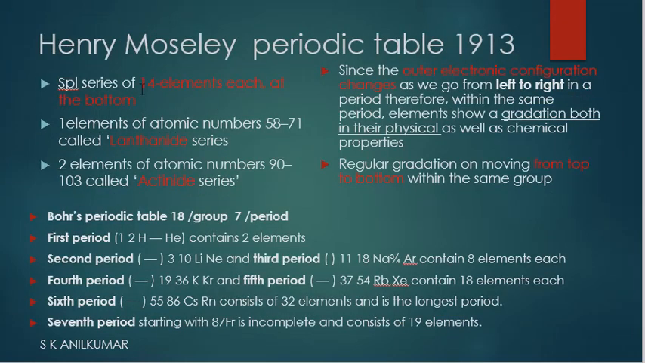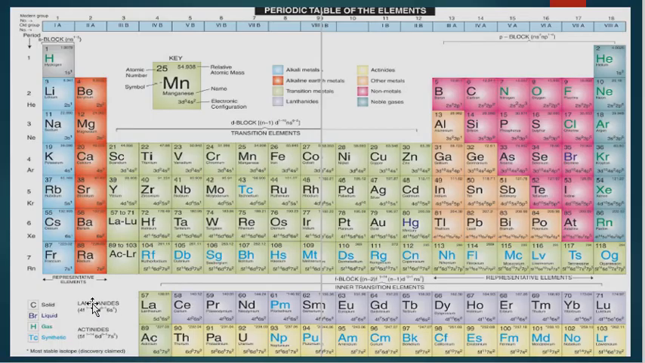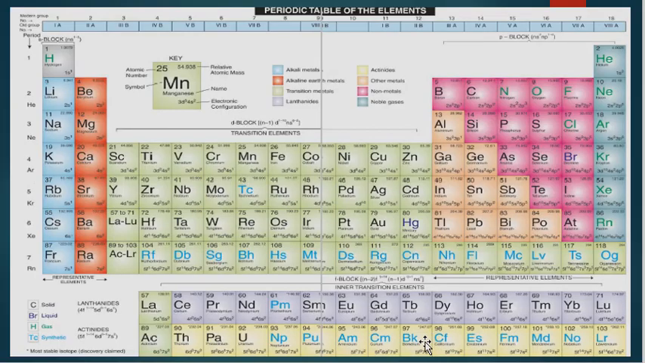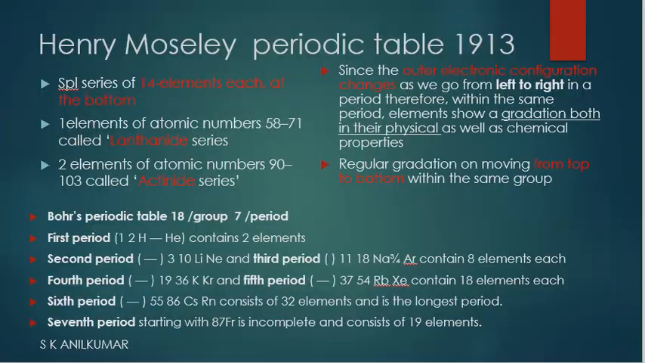Now, what is special? A special series of 14 elements each are kept at the bottom. Lanthanides and actinides were kept at the bottom. The elements of atomic number 58 to 71 are called lanthanides. The elements of atomic number 90 to 103 are called actinides. Lanthanides and actinides were kept separately, 57 to 103. But again, 104 was kept back in the table after it was identified.